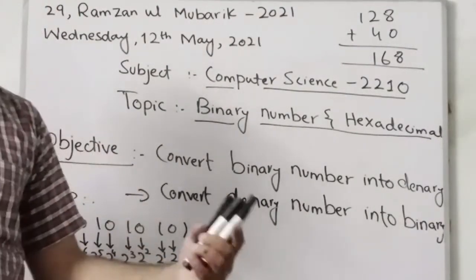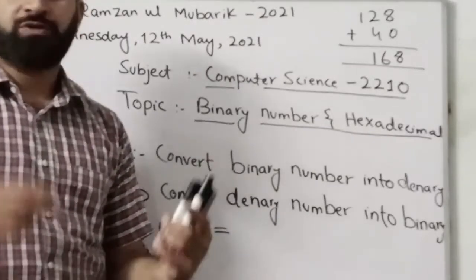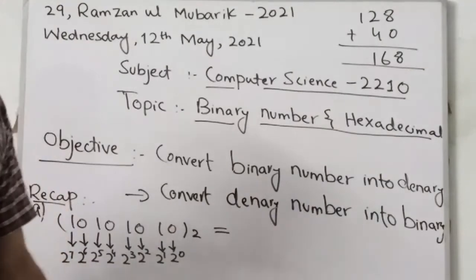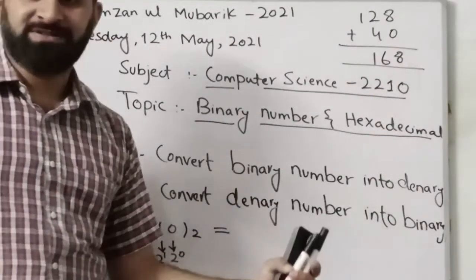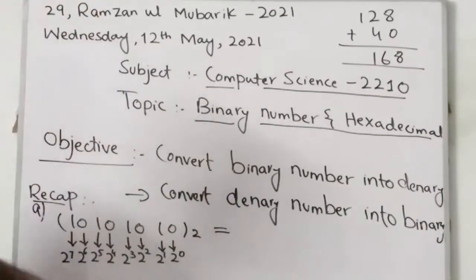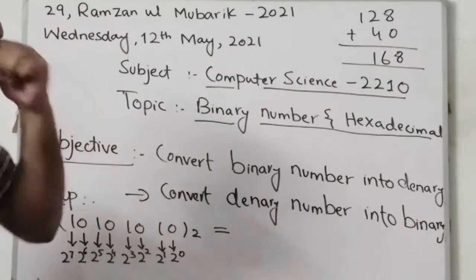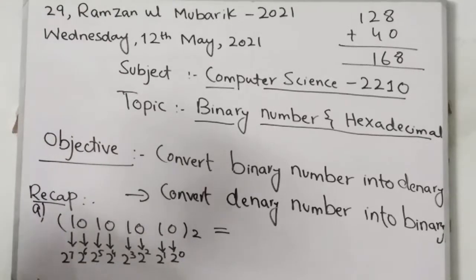What is binary? Binary is base 2. It has only two digits, 0 or 1. The computer only understands machine language, which is called binary numbers. And here are the binary numbers: 0, 1, 0, 1, 0, 1. That's it. Quickly, I'm going to recap.